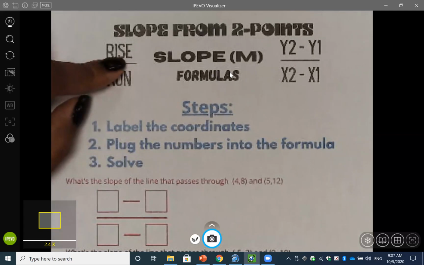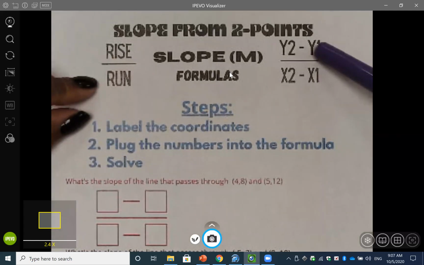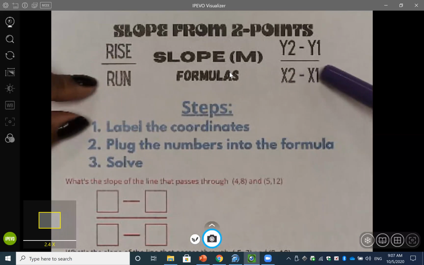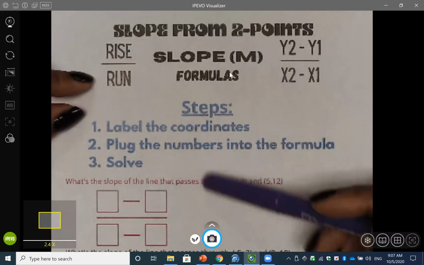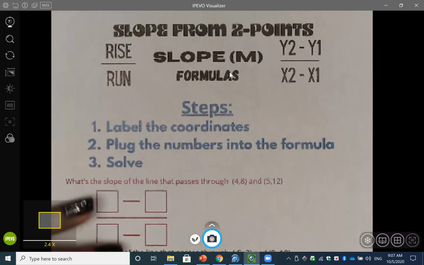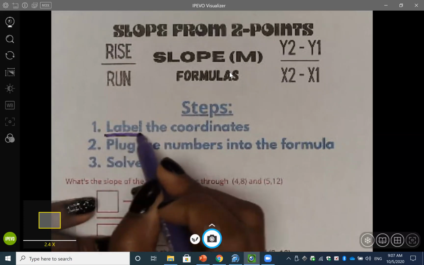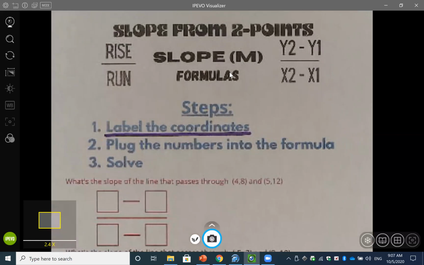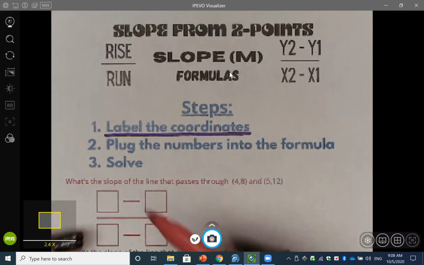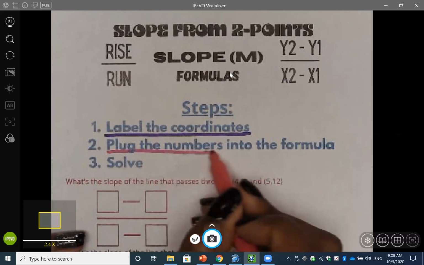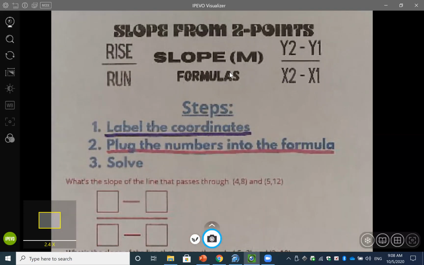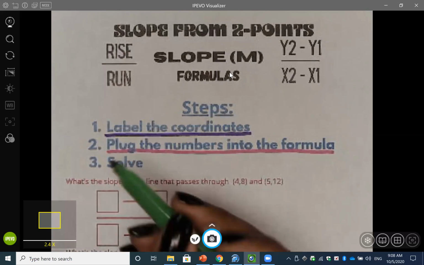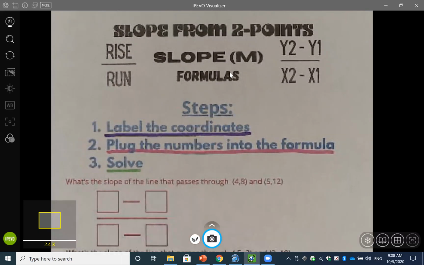Your slope is known as rise over run, or y2 minus y1 over x2 minus x1. There are 3 simple steps when you are going through. You're going to label. So I'm going to show you all my labels in purple so you'll know how to follow along. You're going to plug in. I'm going to plug in pink. And then you're going to solve, and I'll write my answer in green, although the calculator will be doing all the work for us. So everyone has a calculator in front of them. If you do not, you may want to get one because we will be using it a lot today.